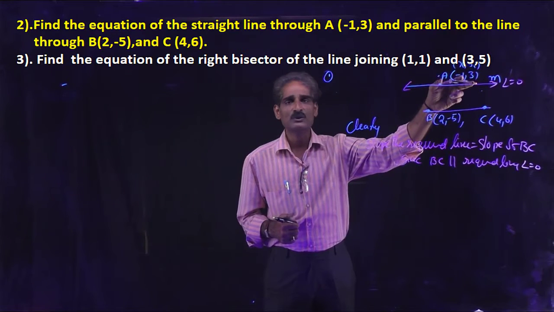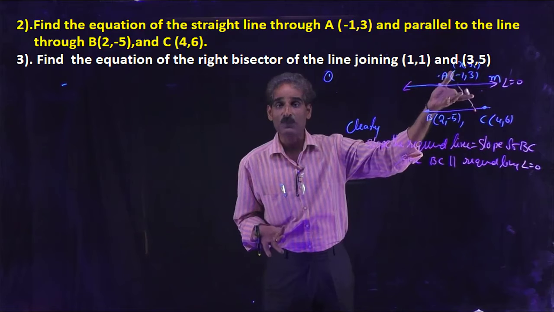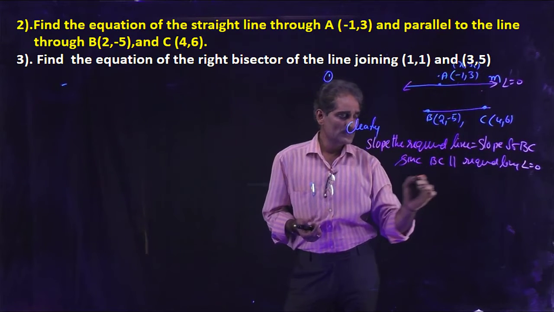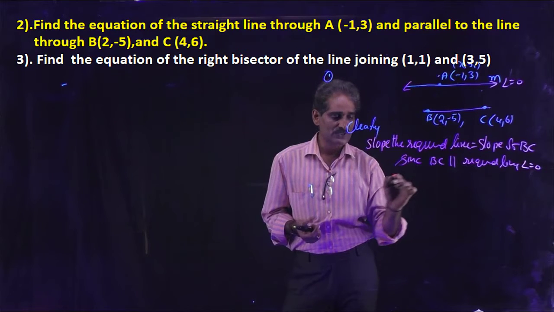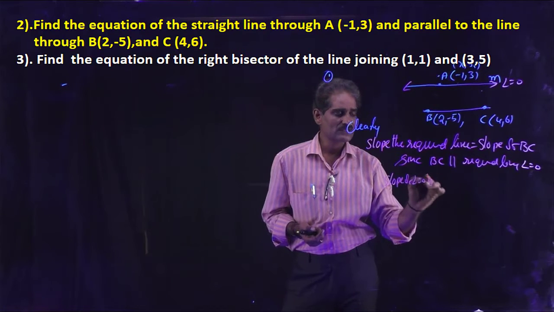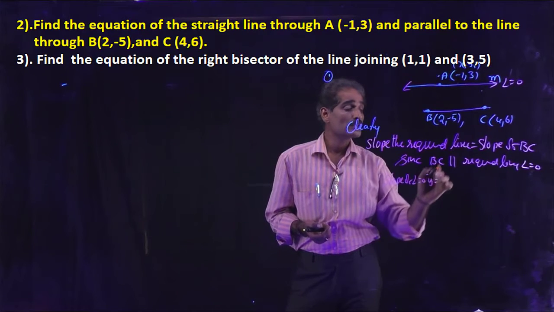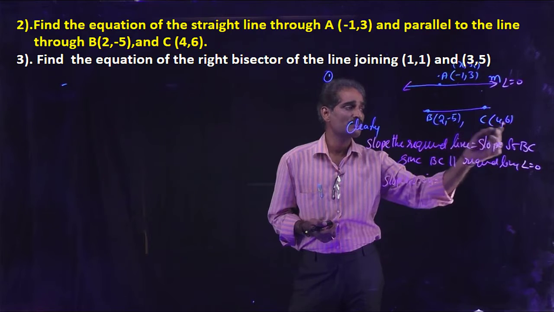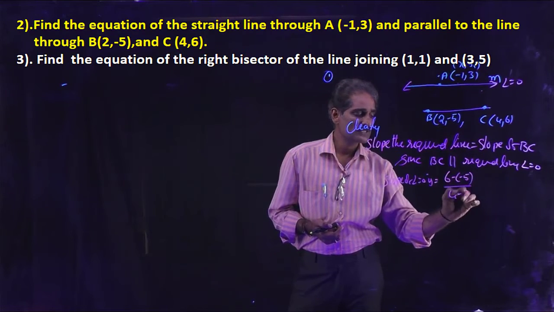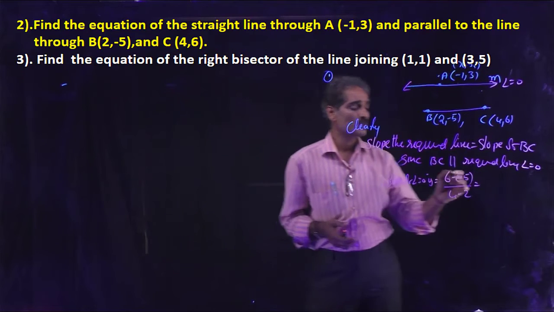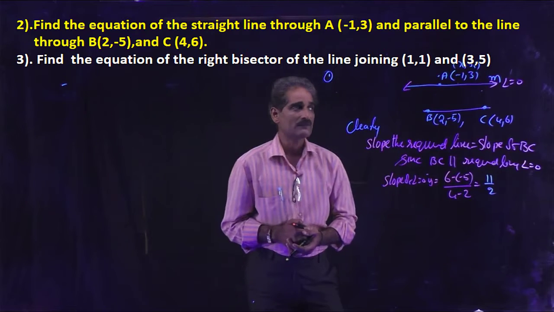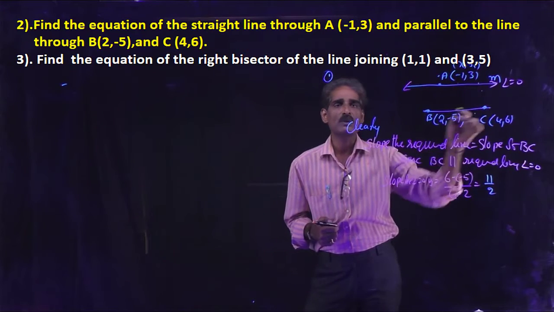So it is already passing through the point. The required thing is the slope. This is parallel to this, so the slope of BC equals the slope of this. Therefore, the slope of L is equal to the slope of BC. Slope of BC means y2 minus y1 by x2 minus x1, that is equal to 11 by 2. This is the slope of the line. Here the slope of the line is equal to the slope of BC.